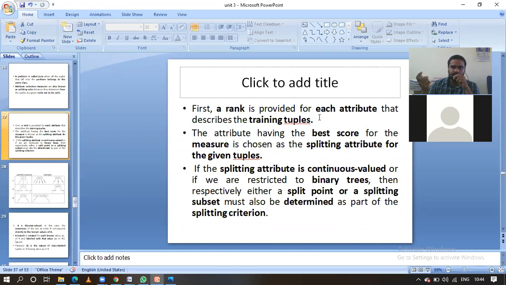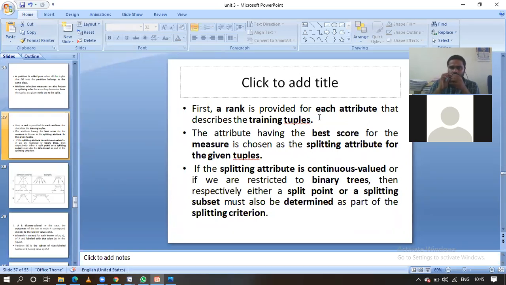How are we going to choose that? Based on the best score measure of each attribute. For suppose one attribute has a measure value of 0.8, another attribute has 0.5, another one has 0.3. Among these, which one is the best score? That is 0.8. That one we are going to make the splitting attribute for the given tuple.